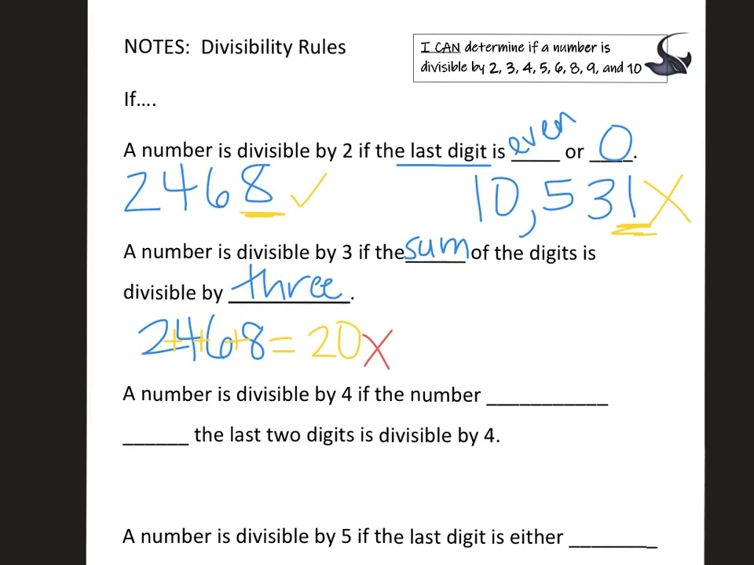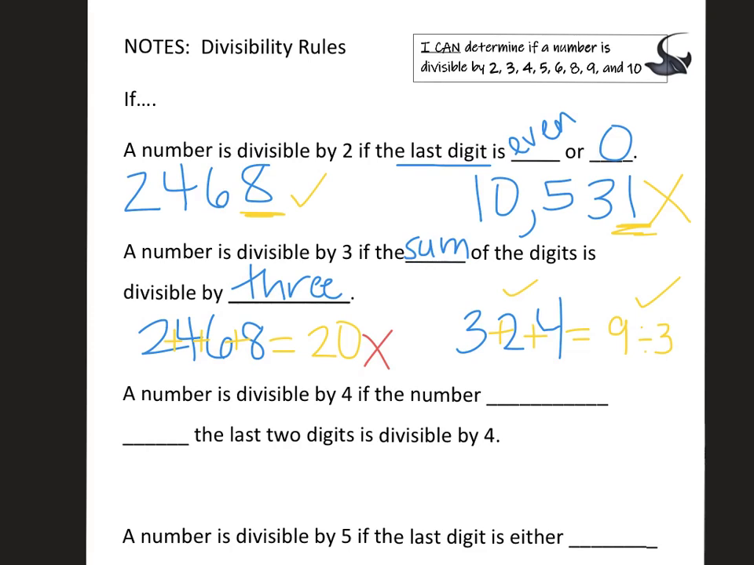Let's say we take the number 324 to see if it's divisible by 3. So again, I would sum the digits, sorry. 3 plus 2 is 5, 5 plus 4 is 9, and 9 is divisible by 3. Therefore, 324 would also be divisible by 3.